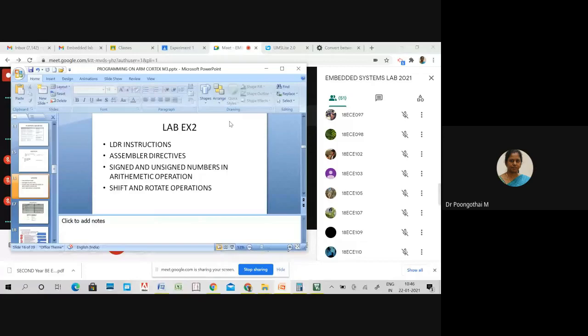For that, you have to know some of the assembler directives to access the data space of your ARM processor. So next, I am going to cover some of the assembler directives which are used in ARM Cortex M4 programming. After that, we are going to see how to handle signed and unsigned numbers in 32-bit arithmetic operations. Finally, we will see shift and rotate operations.